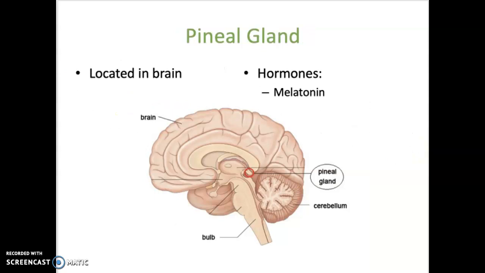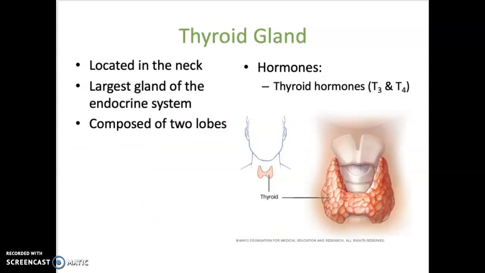Next is the pineal gland, also located in the brain, and it secretes melatonin, which promotes sleep. The thyroid gland is found in the neck right here. You can see the location. And it secretes the thyroid hormones, T3 and T4, which both regulate metabolism and help maintain blood pressure.